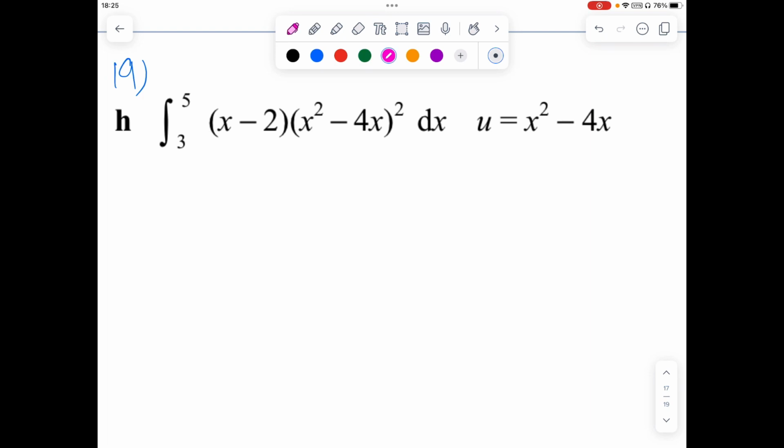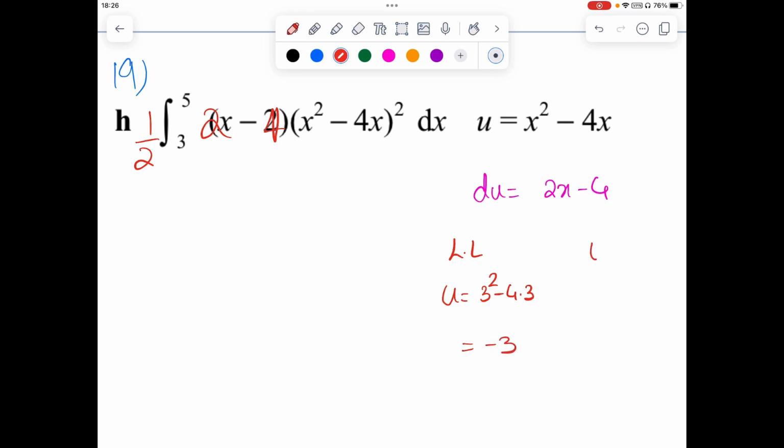Question number 19. du equals 2x minus 4. Do I have 2x minus 4? So multiply by 2 and divide by 2. So x minus 2 will become 2x minus 4. So lower limit, u equals 3 square minus 4 times 3, which is negative 3. Upper limit, u equals 5 square minus 5 times 4, which is 5.